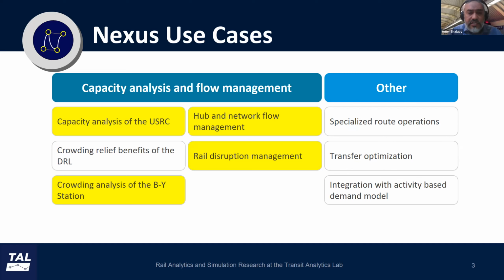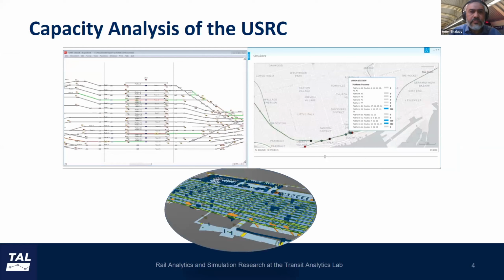As was mentioned in the chat, we have a paper on each one of those studies, of course, the ones that are completed. And if you are interested, we would be very happy to share those with you. So starting off with the first one, capacity analysis of the Union Station rail corridor. As many of you know, Union Station underwent major reconstruction over the past decade or so.